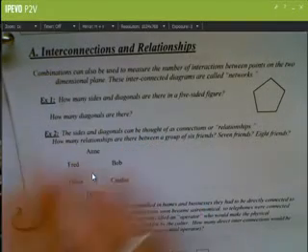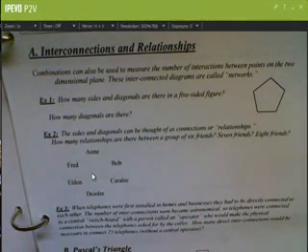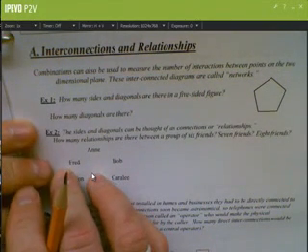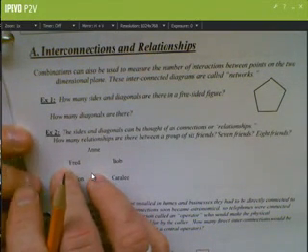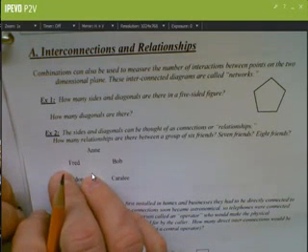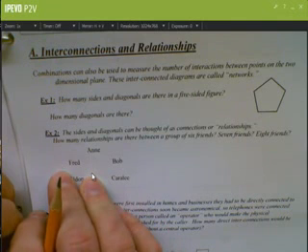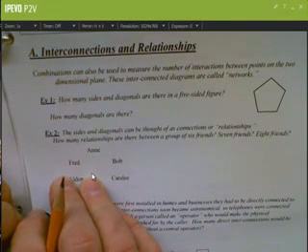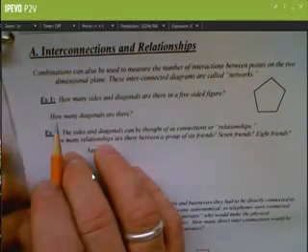...be used to measure the number of interactions between points on the two-dimensional plane. These interconnected diagrams are called networks. Oh, you mean like computer networks? Yes, like computer networks. They would be completely insane if they didn't figure out new ways of doing things. Same with phone networks. Used to be phone networks work this way. But anyway, I'll get into that in a minute.